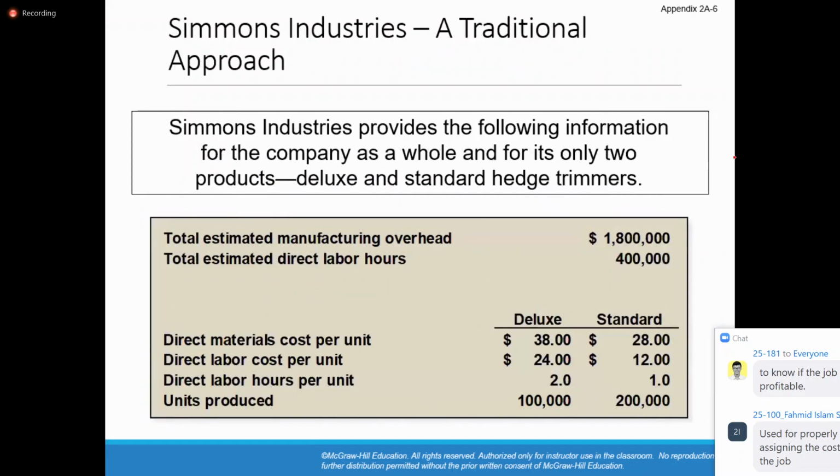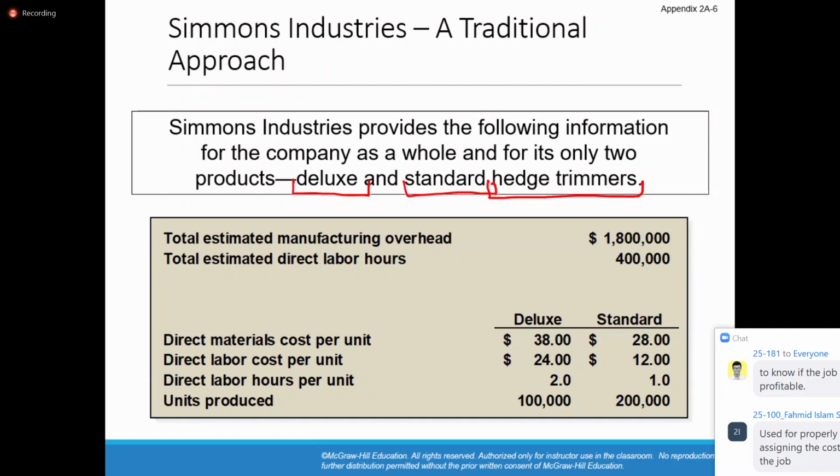So let's look at one illustration so that we can understand how the traditional approach and the activity-based absorption costing are different. It is a reminder of how the traditional approach works. It is nothing new. Siemens Industries provides the following information for the company as a whole, and for its only two products. One is the deluxe category and another one is the standard category. The product is a hedge trimmer.